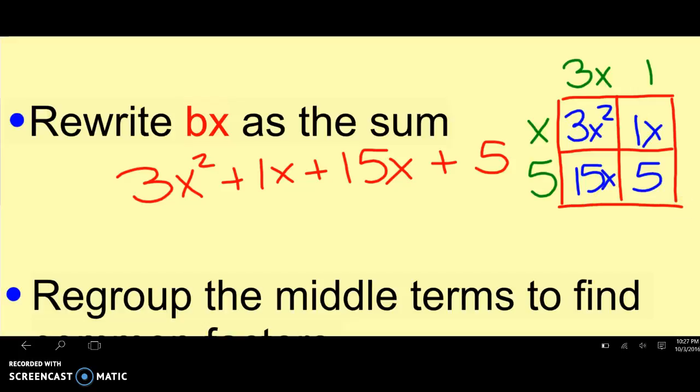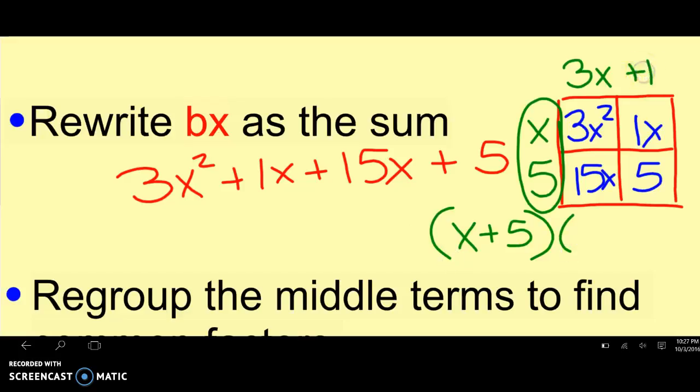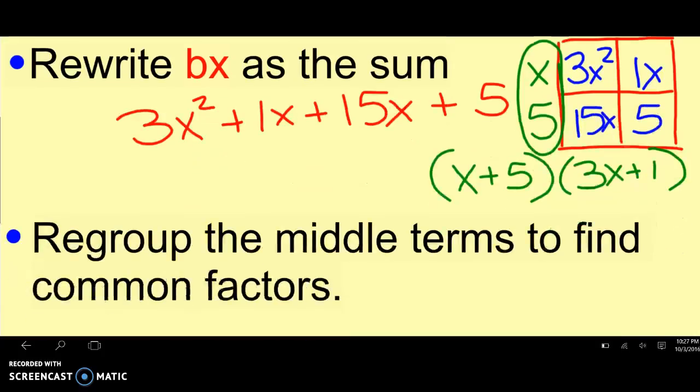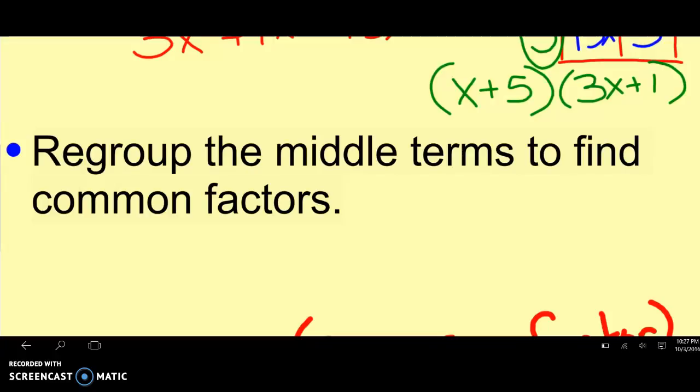All right, so now we've got our common factors filled in, and you're pretty much done at this point. You just write x and 5 turns into x plus 5, and then you write 3x and a 1. Remember, that's a positive: 3x plus 1. You're done. All done. So we regroup the middle terms. Okay, so that's another method, and that was one way of doing it.